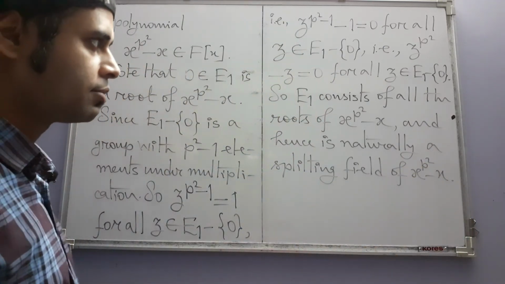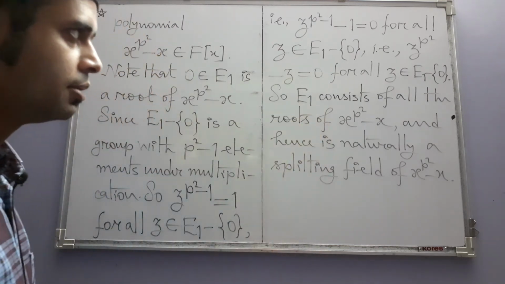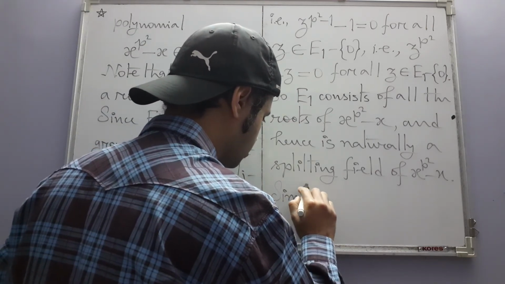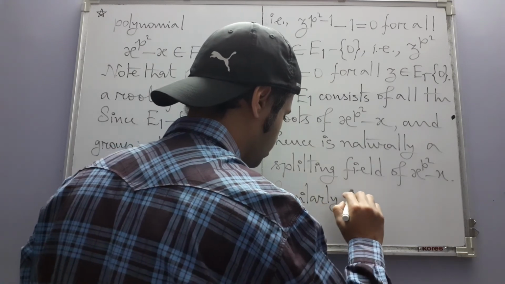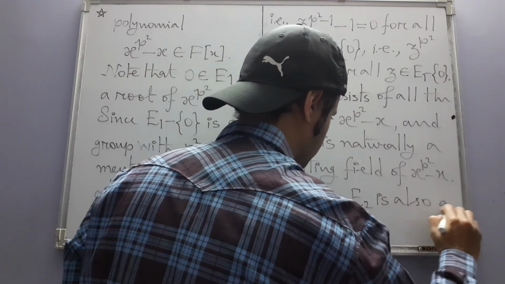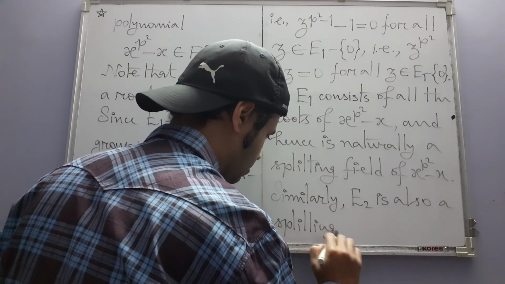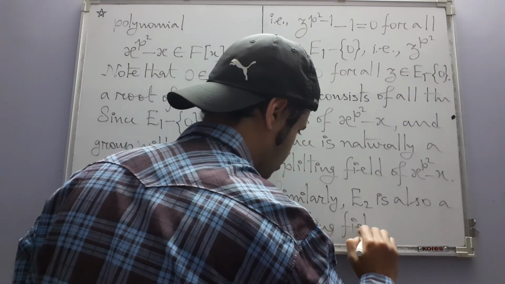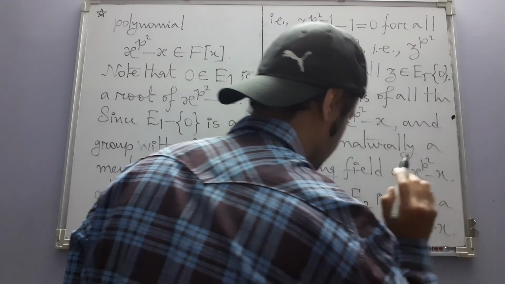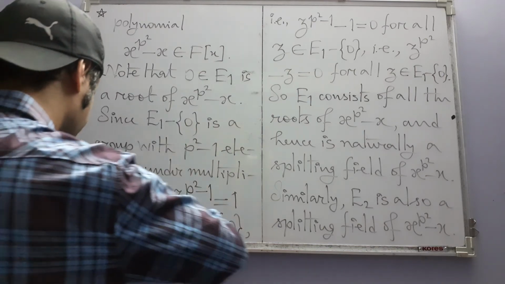Similarly, whatever we have done with E1, we can also do with E2, because there is nothing special about E1. Similarly, E2 is also a splitting field of our polynomial, and that is why they are isomorphic.